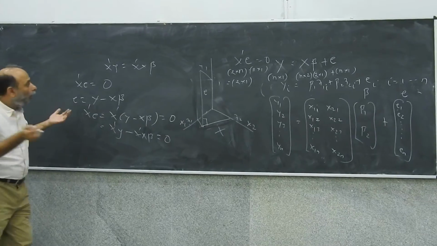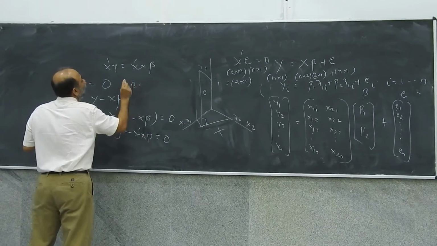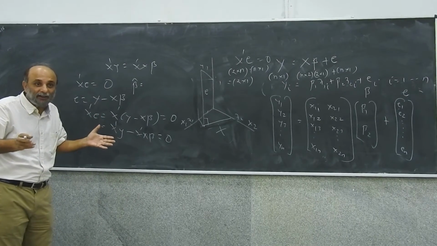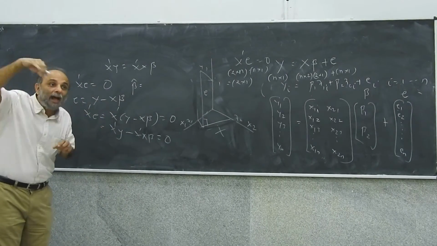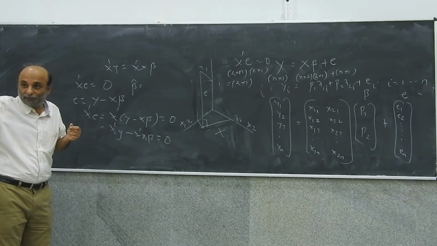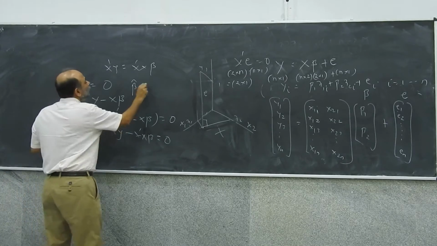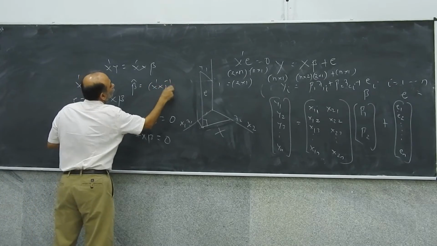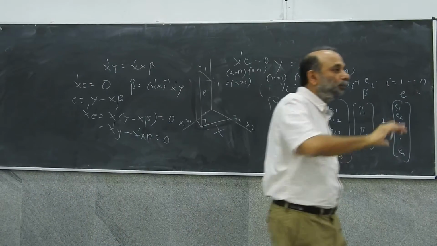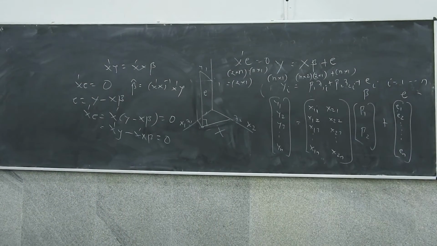Sure? Or you get beta, we put it beta hat, because that depends on a particular sample. Please understand the difference between what you get from the sample and the beta that we are trying to look for. Those two things are always different, right? Okay, which is equal to x dash x inverse, x dash y, because both sides you multiply by x dash x inverse, right?